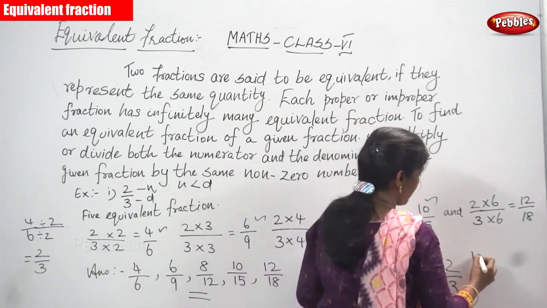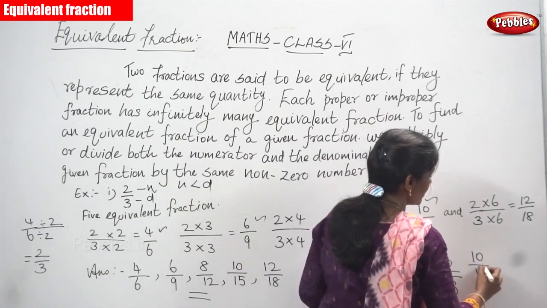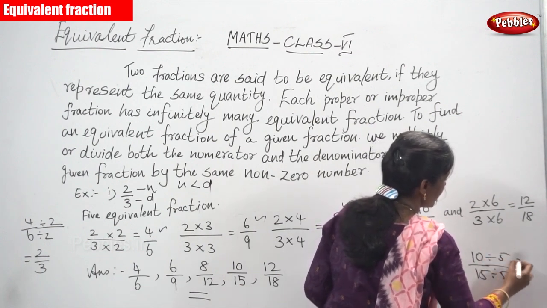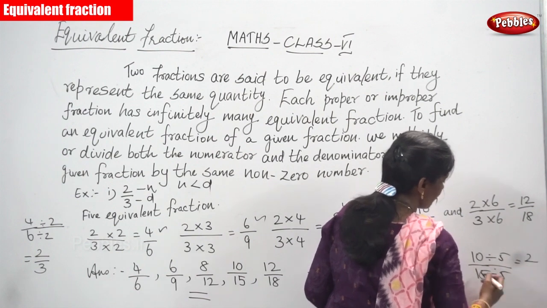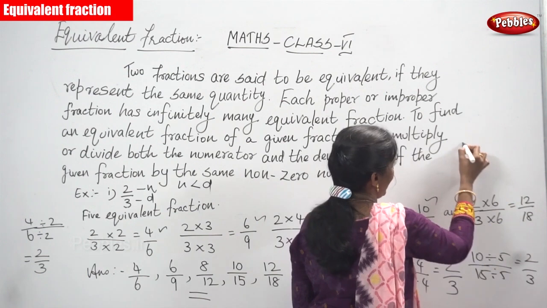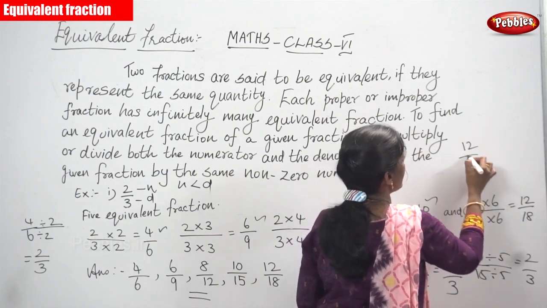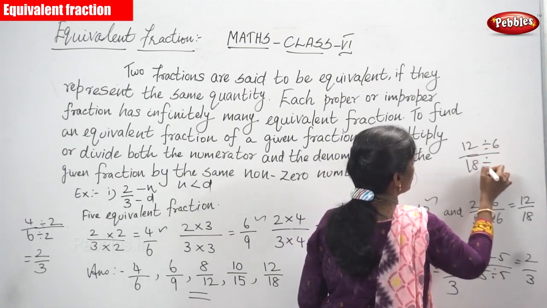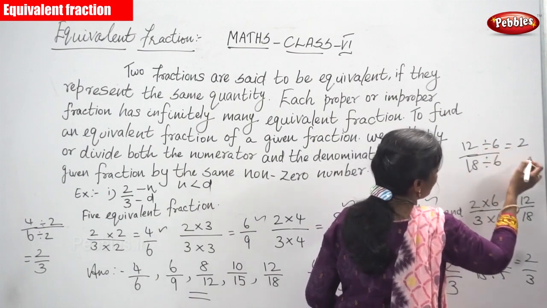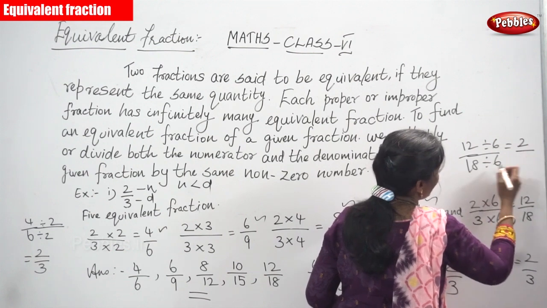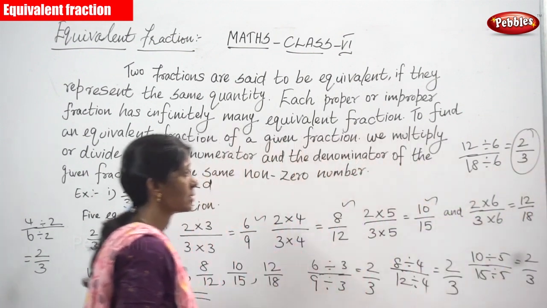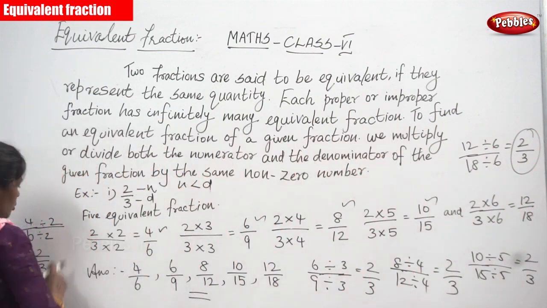So here, 10 by 15. So 10 by 15 is divided by 5. 10 is divided by 5, you can get 2, and 15 is divided by 5, you can get 3. Again, what is the answer? 12 by 18. 12 by 18 is divided by 6. Both the numerator and the denominator are divided by 6. Again, 12 is divided by 6, you can get 2, and 18 is divided by 6, you can get 3. So the basic form is 2 by 3.